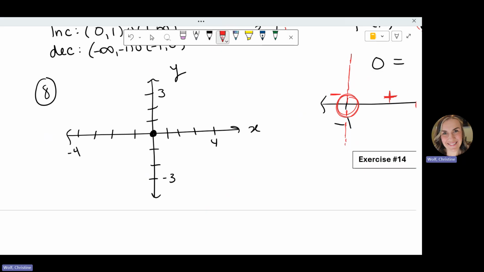I do know that I have a vertical asymptote. That's my vertical asymptote at x equals 1. And then I do know I have a vertical asymptote at x equals -1. And then I also know that I have a horizontal asymptote. Don't forget about that guy. That's at y equals -1.